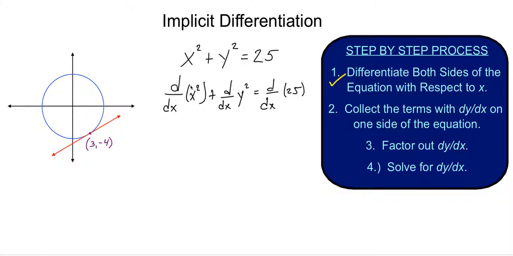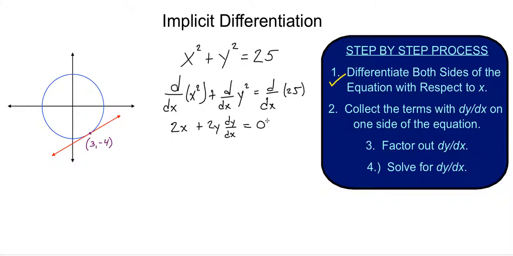To do that, we take the derivative of x squared, which is 2x. The derivative of y squared with respect to x: again, we're treating y as some function of x, so we have to use the chain rule here, and this becomes 2y times whatever the derivative of y is with respect to x. So we get 2y times dy/dx. That equals the derivative of 25, which is just a constant, so that is 0.